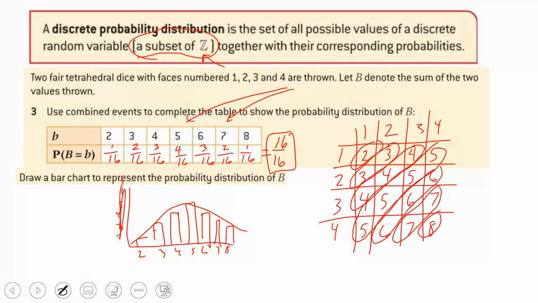That is not as important as being able to use this table. You want to be able to make and use this table, but I wanted to show you that. So when they tell you to make a bar chart, you understand.